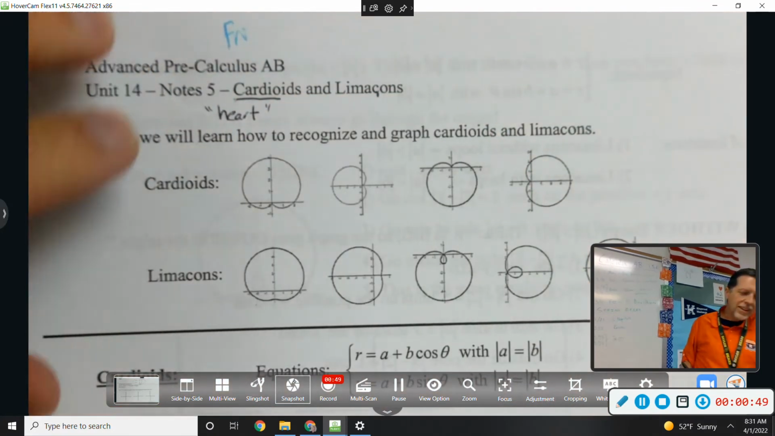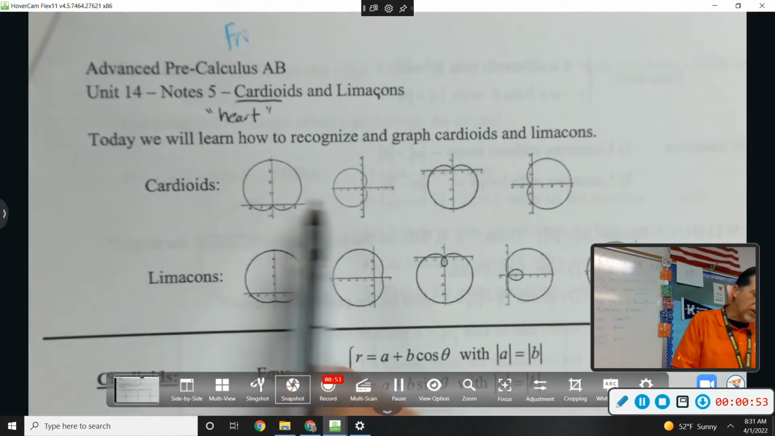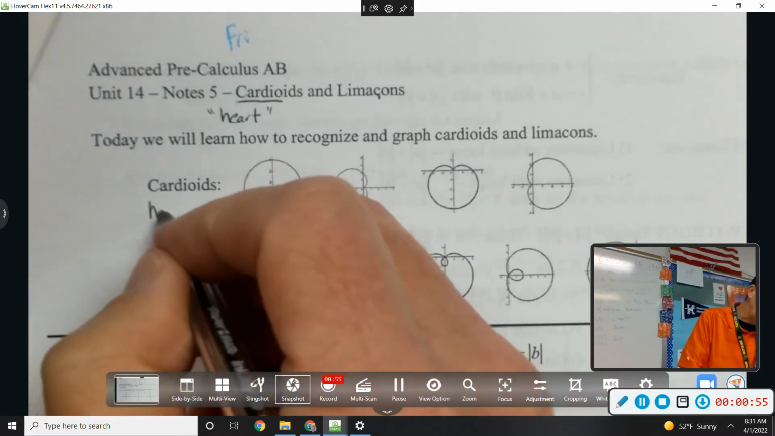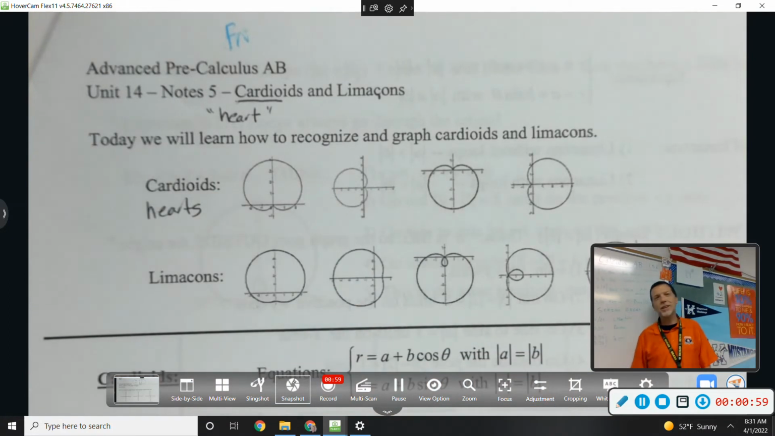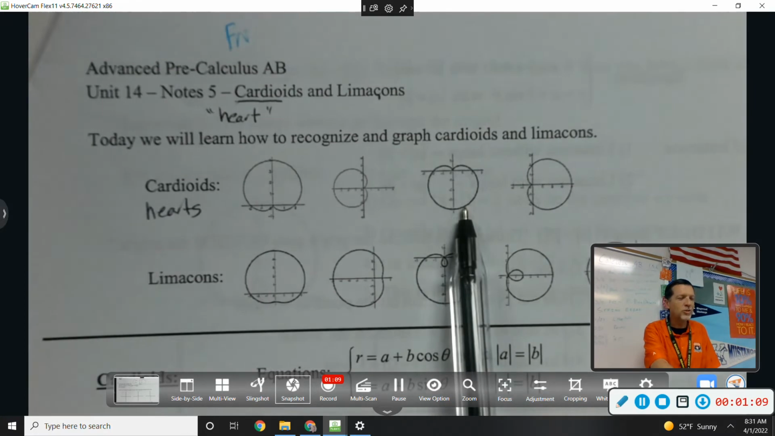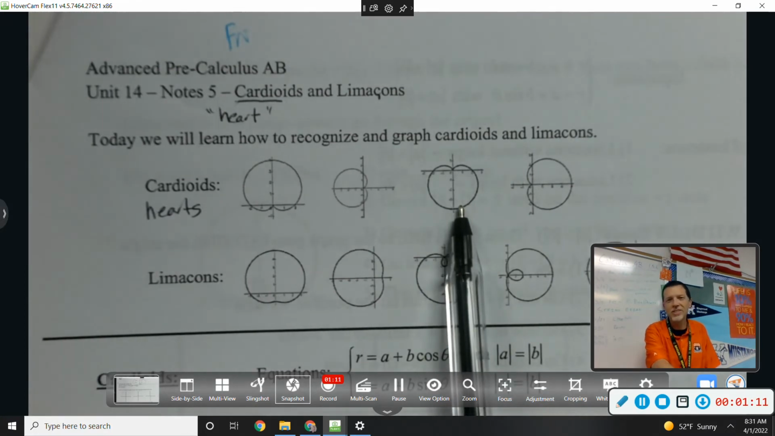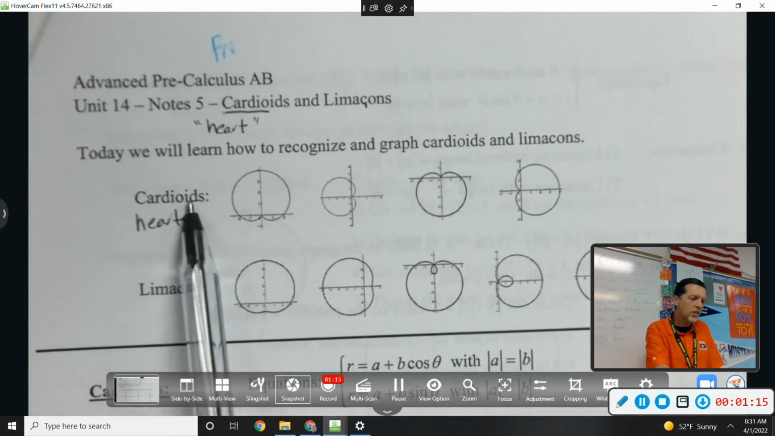And the idea is, okay, it's a bit of a stretch maybe, but the cardioids look like hearts. I guess they look like hearts in the same way that roses look like roses, right? It's a stretch, but you can see where they got the name from. Especially this third one. That one looks as close to a traditional heart as we would see. Some of these have different orientations. So cardioids are hearts.